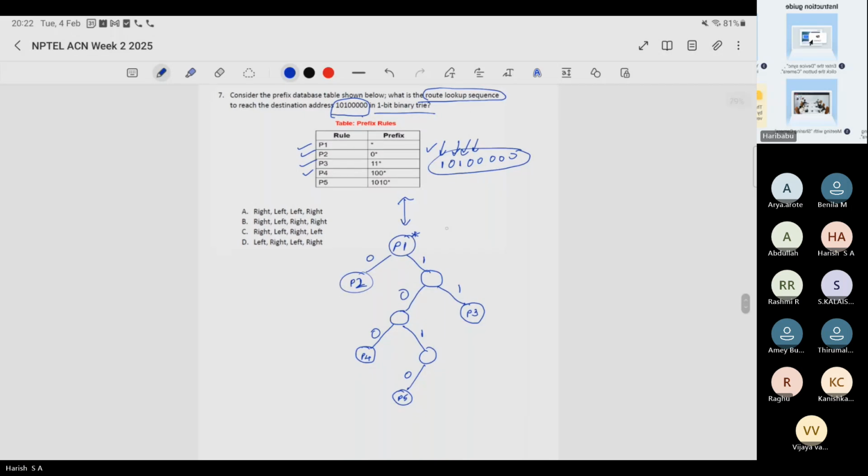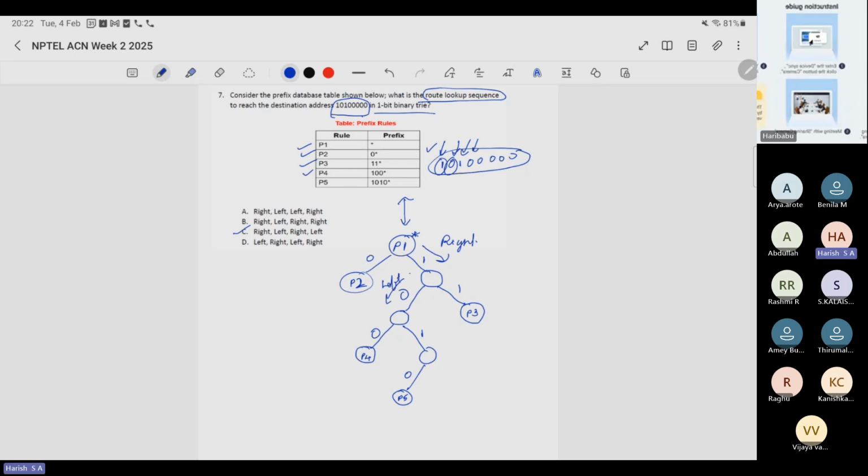Okay. Answer is C. Perfect. Rashmi and Tirumala, right. C is perfect. It's right, left, right, left. Why is it right, left, right, left? It is right, left because first I'm taking one. So for one, I am moving right. One right, and then I'm taking zero. And then I'm moving left.